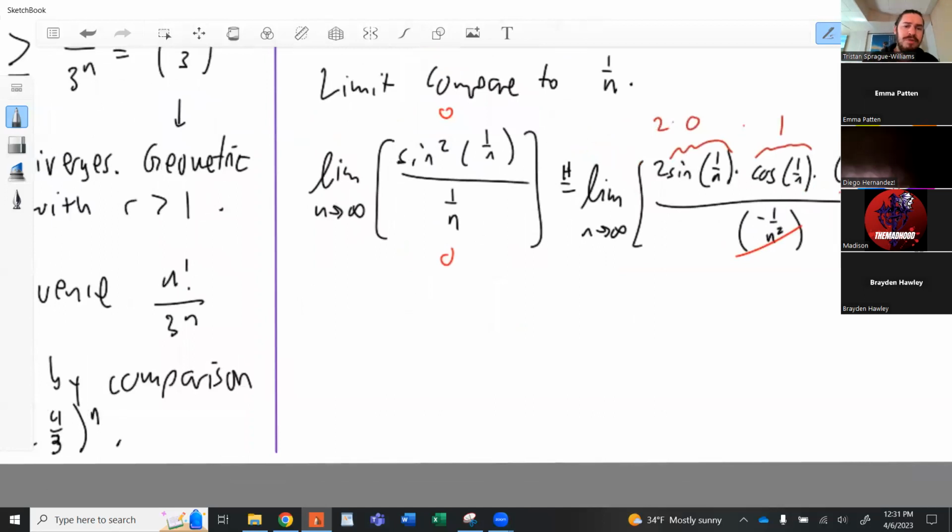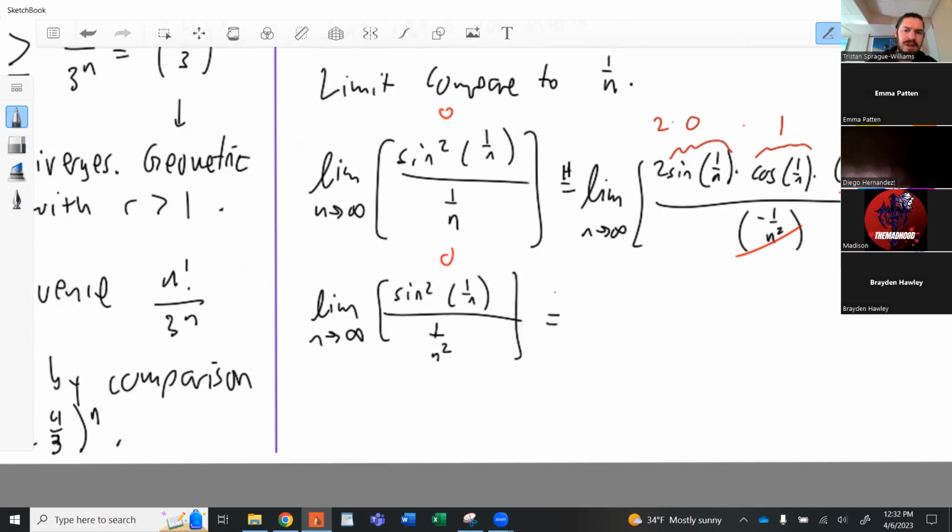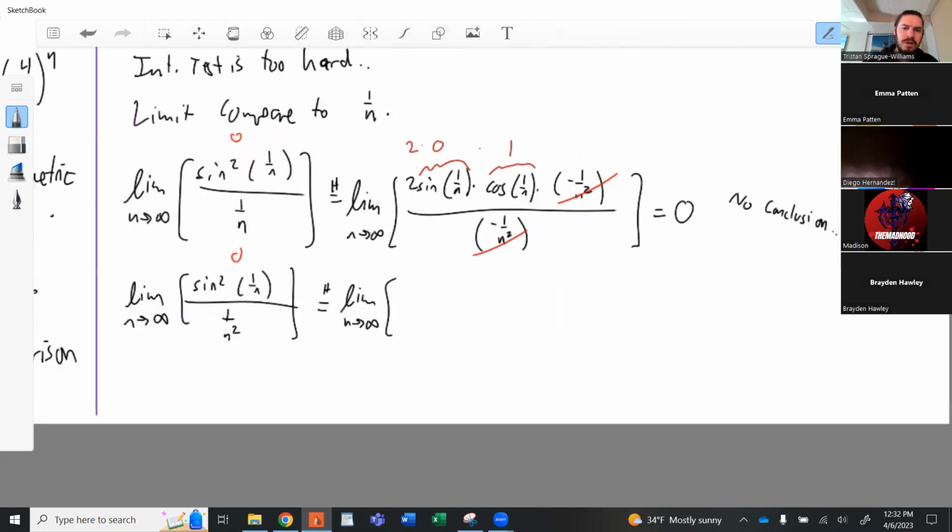Let's try the same thing with 1 over n squared and see if that works any better. Again, we can start right away with L'Hopital's rule because it's 0 over 0. So we have the same thing in the numerator. Let's write that out again. Negative 1 over n squared. But now our denominator, the derivative of 1 over n squared, is negative 2 over n cubed.